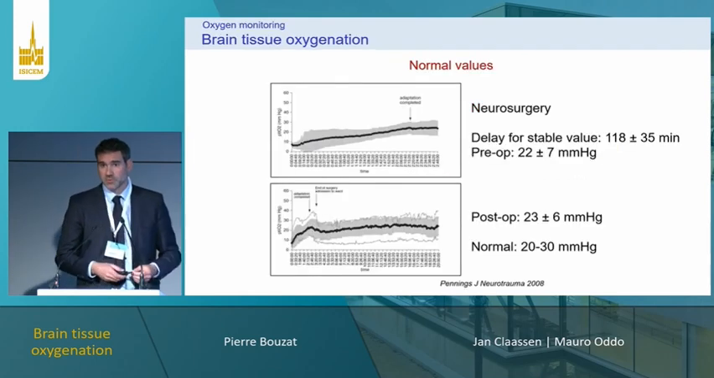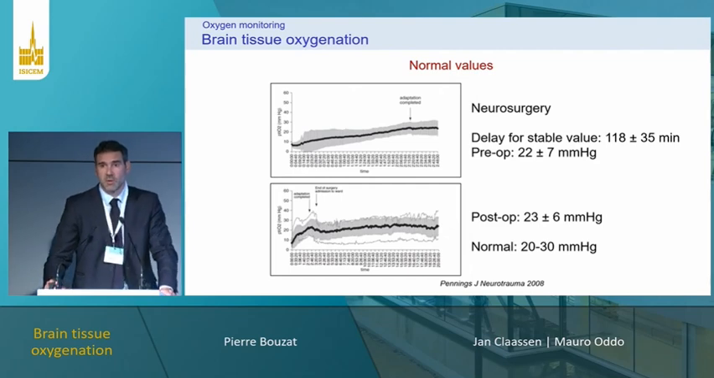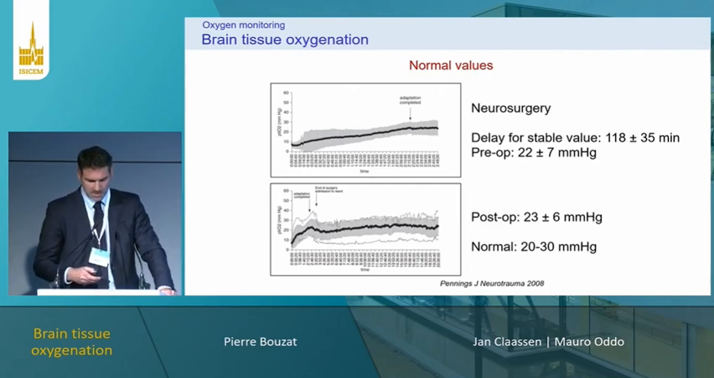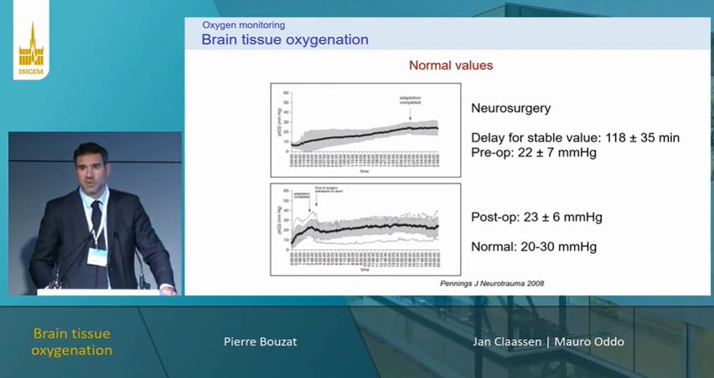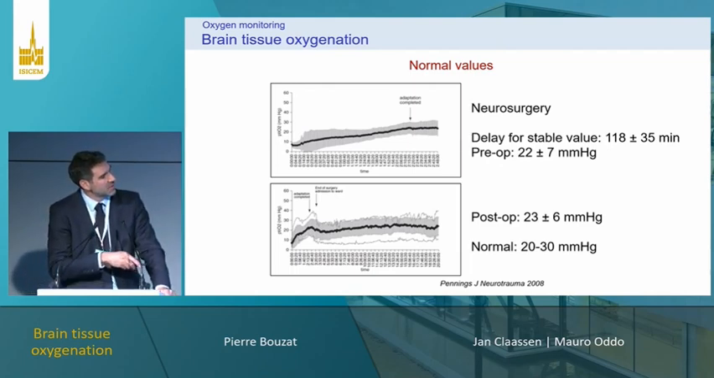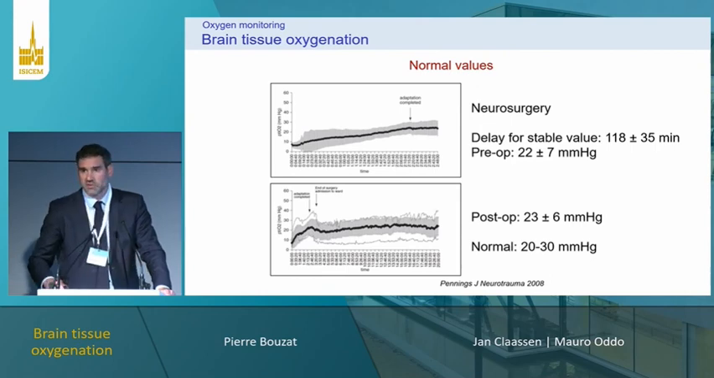What are the normal values? The normal values come from the operating room. This was established by people doing neurosurgery. You have to wait until you have stable values. It takes around 2 hours to have a stable value. The normal value is around 20 to 30 millimeters of mercury.